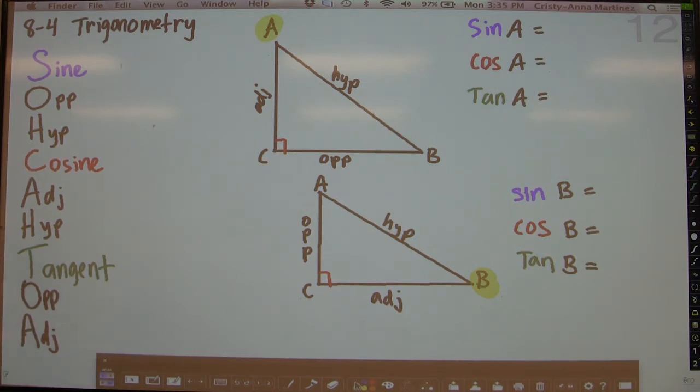SOHCAHTOA. It's important that you pronounce it correctly, because if you pronounce it SAHCOTOA, then you might think it's adjacent over hypotenuse instead of SOHCAHTOA. So you're going to sound like you're part of an Indian tribe with SOHCAHTOA, but it's okay.